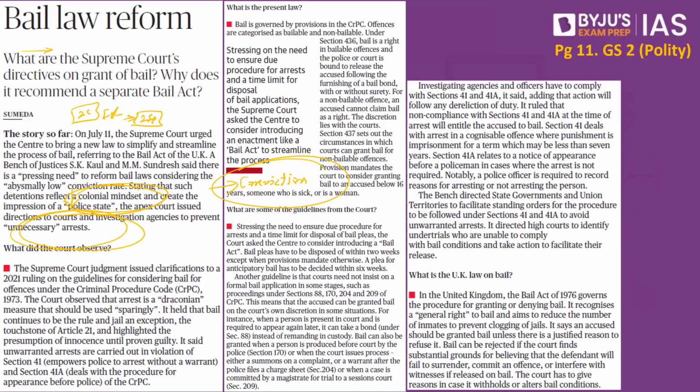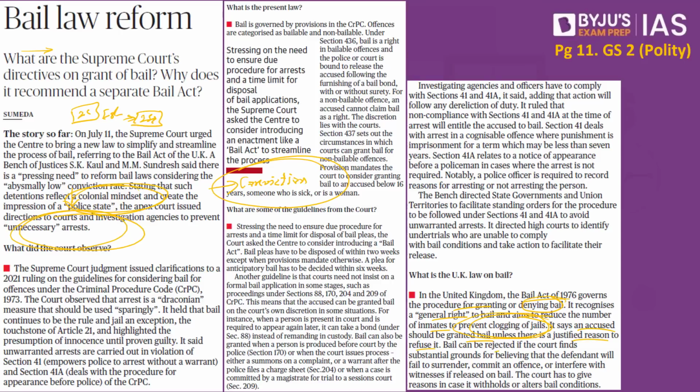In the United Kingdom, the Bail Act of 1976 governs the procedure for granting or denying bail. It recognizes a general right to bail and aims to reduce the number of inmates to prevent clogging of the jails. This is a key feature in the UK model, where it wants to reduce the size of the inmate population, and at the same time the law also has provisions for ensuring legal aid for all the defendants as well.